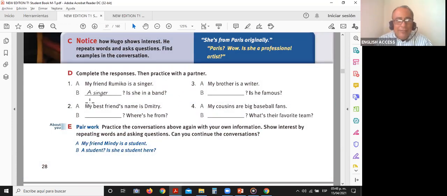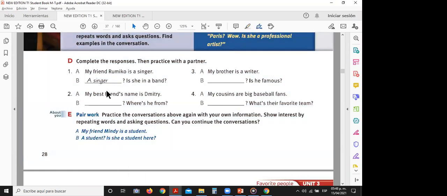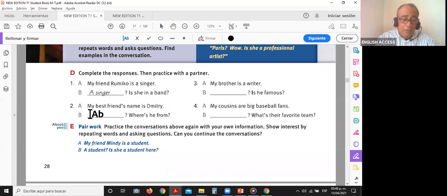What is the best repetition for number 2? Number 2 says, my best friend's name is Dimitri. Dimitri. Exactly. You can say the same word, Dimitri, and then because it's a rare name, es un nombre medio raro, you ask, where's he from? Or, también podríamos preguntar, your friend, where is he from?